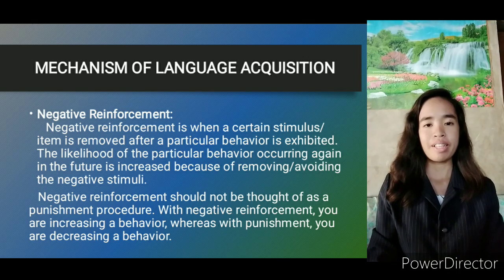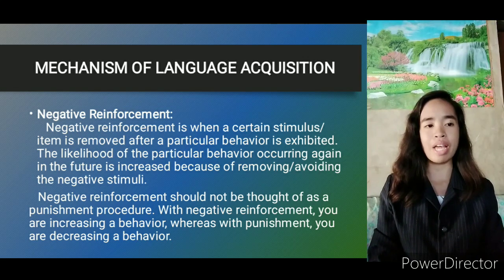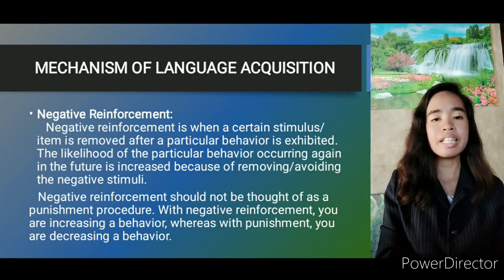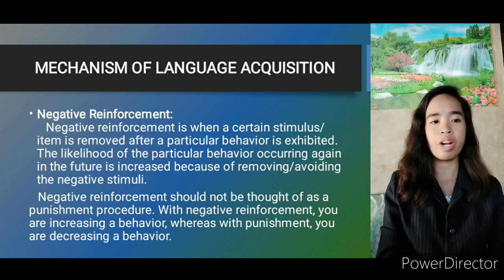Negative reinforcement is when a certain stimulus item is removed after a particular behavior is exhibited. The likelihood of the particular behavior occurring again in the future is increased because of removing or avoiding the negative stimuli. Negative reinforcement should not be thought of as a punishment procedure. With negative reinforcement, you are increasing a behavior, whereas with punishment, you are decreasing a behavior.